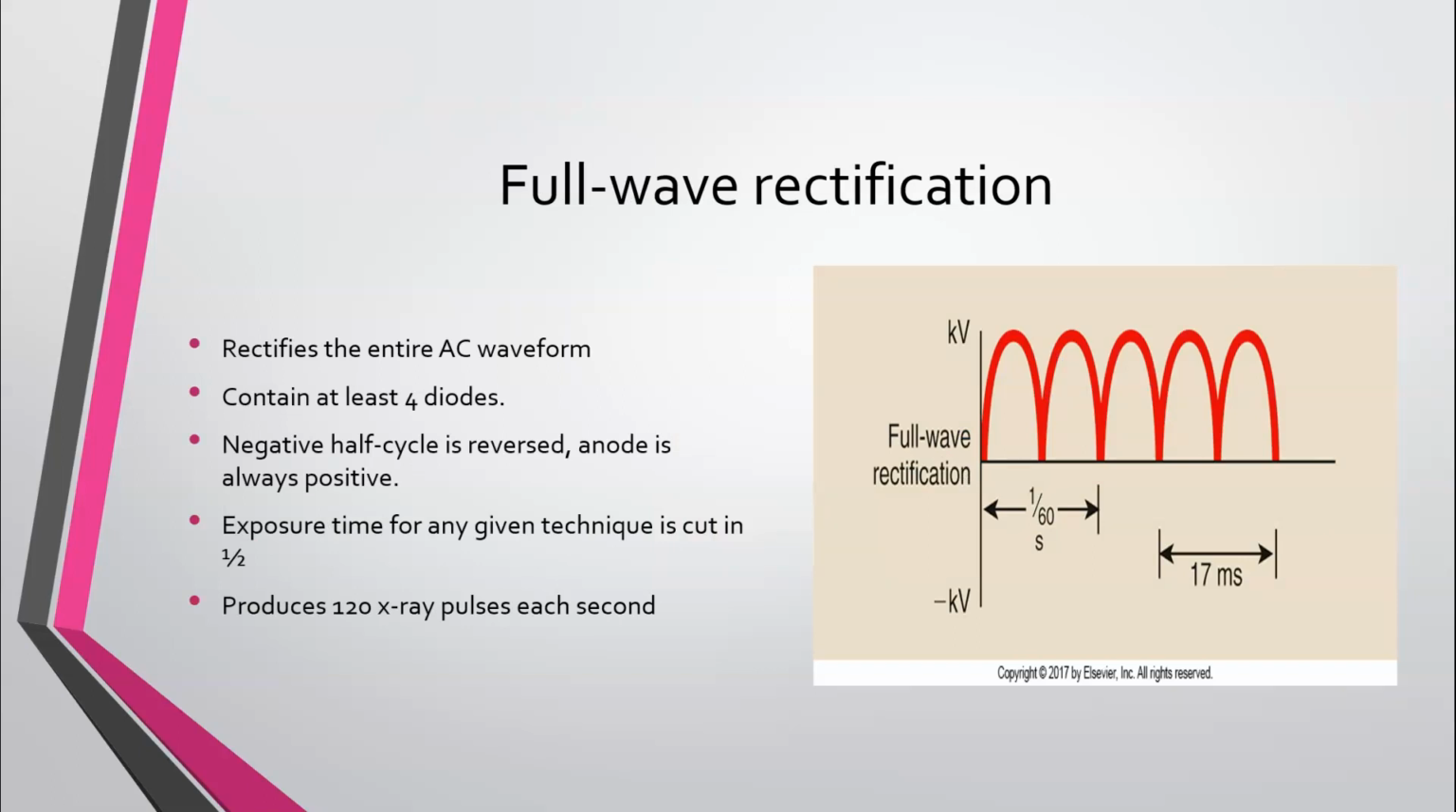Now if we do full wave rectification, that's 4 diodes, and the negative half of the cycle is reversed. So we take it and we flip it up, so that it is always positive. Exposure time for any given technique is cut in half, so it produces 120 X-ray pulses per second.